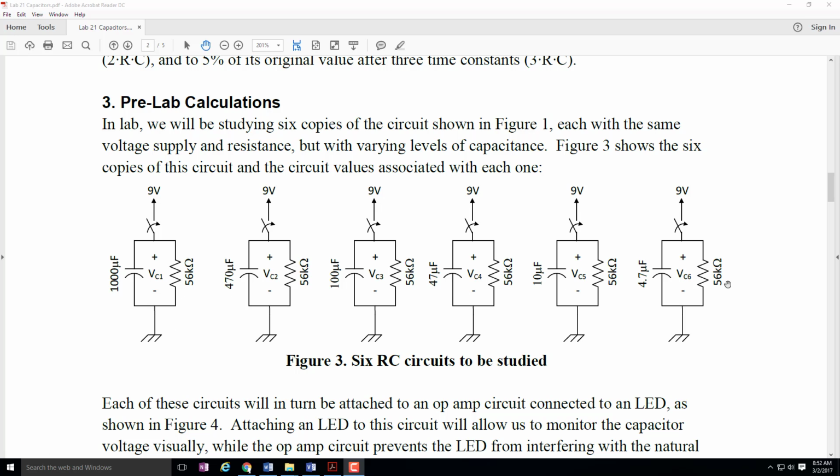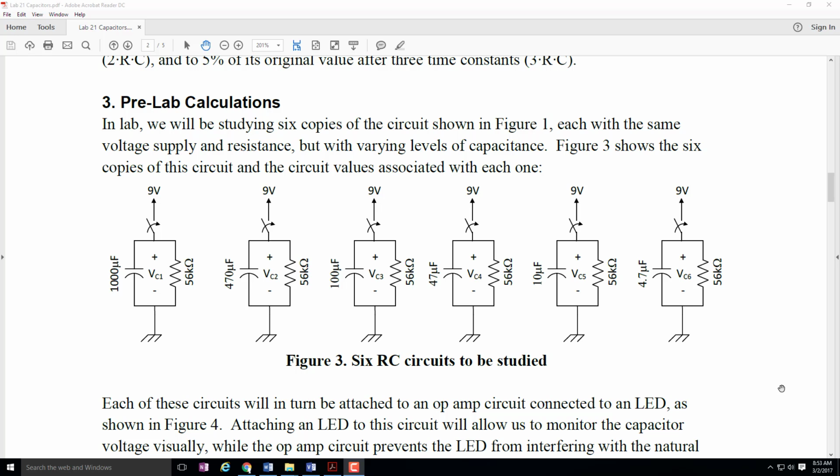So all of them have the same resistance, but the first one has 1,000 microfarads. That's a pretty high amount of capacitance. 470 microfarads, 100 microfarads, 47, 10, and 4.7 microfarads. So we have a range of a factor of about 200 in the capacitance. That's going to cause basically a range of about 200 or 120 or so in the time that it's going to take for these circuits to decay.